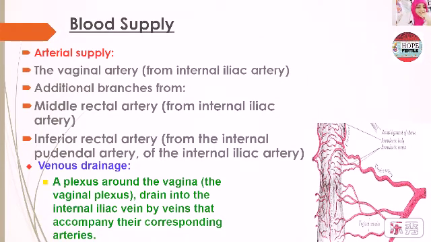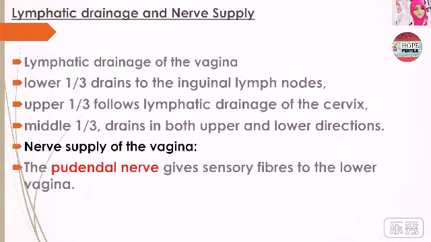Blood supply. The anterior supply is the vaginal artery from the internal iliac artery. Additional branches from the middle rectal artery from the internal iliac artery itself, and the inferior rectal artery from the internal pudendal artery of the internal iliac artery. Venous drainage: the plexus around the vagina, the vaginal plexus, drains into the internal iliac vein by veins that accompany their corresponding arteries. Then lymphatic drainage and nerve supply.